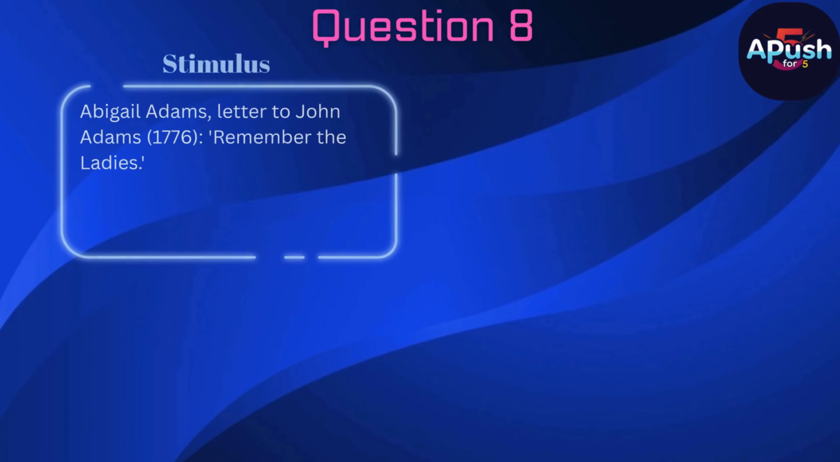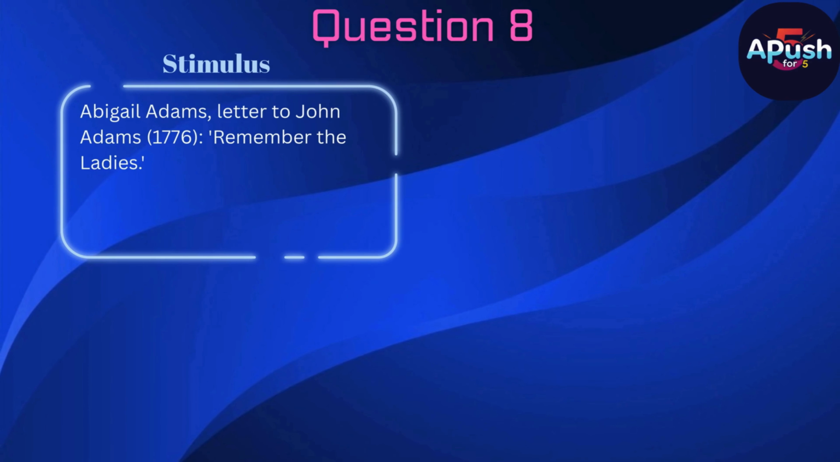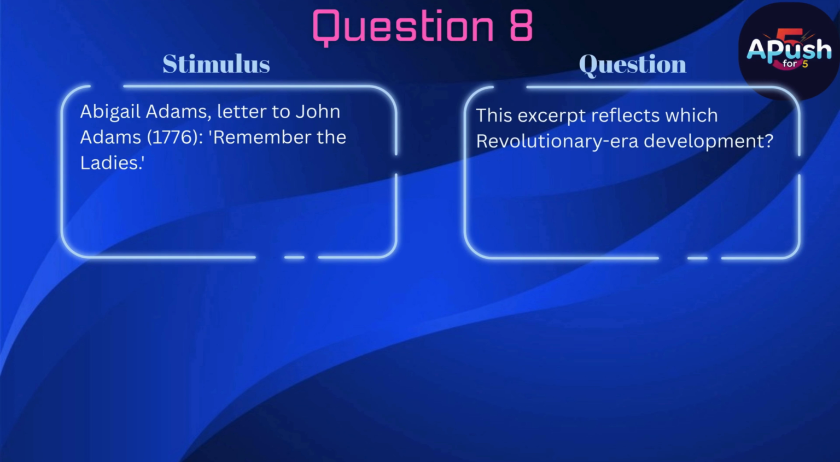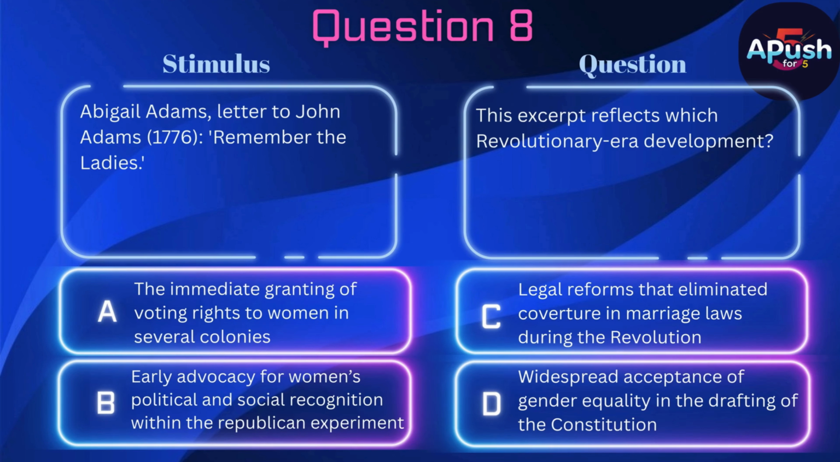Question 8. Stimulus. Abigail Adams, letter to John Adams, 1776. Remember the ladies. Question: this excerpt reflects which Revolutionary Era development? A. The immediate granting of voting rights to women in several colonies. B. Early advocacy for women's political and social recognition within the Republican experiment. C. Legal reforms that eliminated coverture in marriage laws during the Revolution. D. Widespread acceptance of gender equality in the drafting of the Constitution.